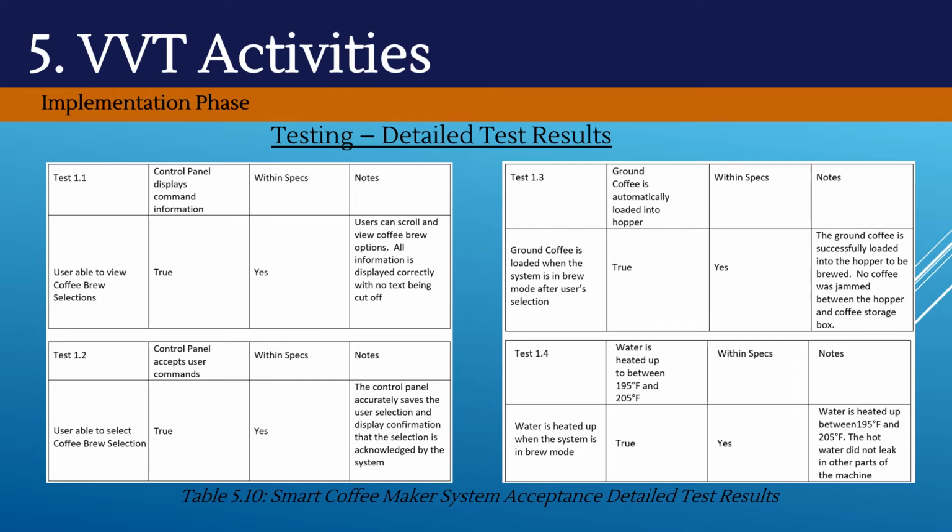So these are just examples here, such as the ground coffee is loaded when the system is in brew. Is ground coffee automatically loaded into the hopper? It's true. Is it within specs? Yes. And notes, the ground coffee is successfully loaded into the hopper to be brewed. No coffee was jammed. So this is just a type of example of what a result would be. And we have to look at it very carefully to see if it's passing and that our system would be successful.